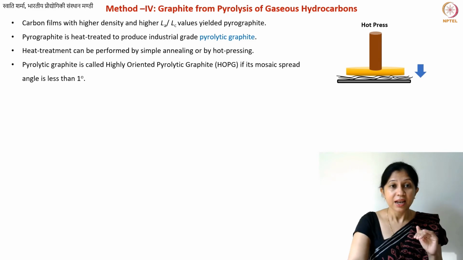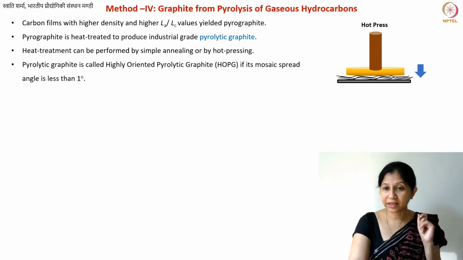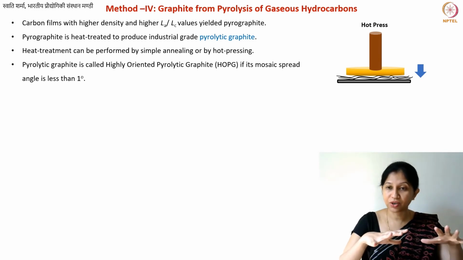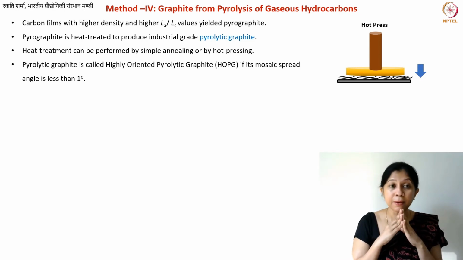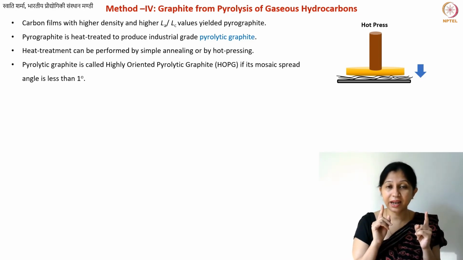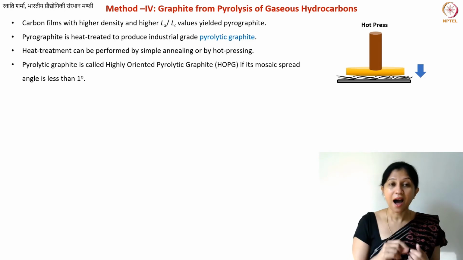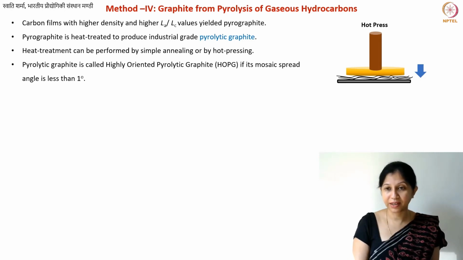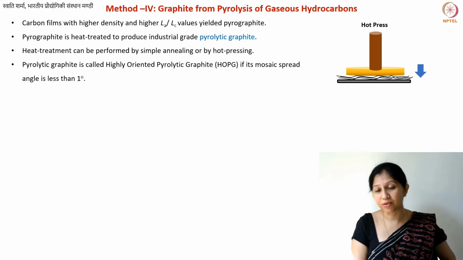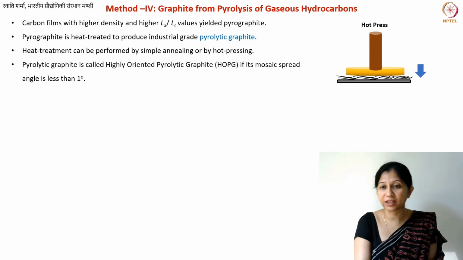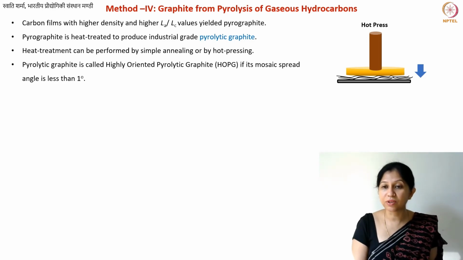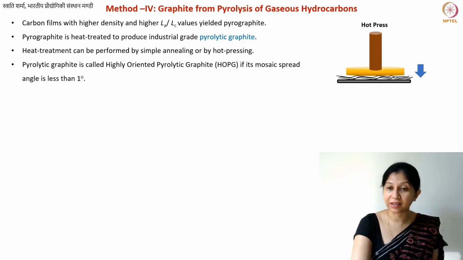So hot pressing of these pyrolytic graphite films is what is done to get industrial scale pyrolytic graphite. Now, after the organization of the crystallites, when this pyrolytic graphite has less than 1 degree of what is known as mosaic spread, it is known as highly oriented pyrolytic graphite, or HOPG. It is a very common material that you can actually buy, and use for a large number of graphite related applications.